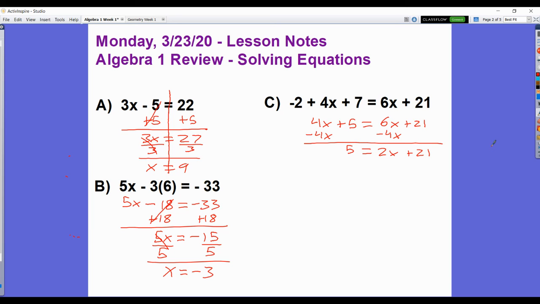Now we're down to a two-step equation. We're going to go ahead and solve that. We're going to cancel out the 21 by going minus 21 to each side. We do that, we got a positive 5 minus 21. That's going to get us a negative 16 equals, and we have 2x over here on this side. Now we got one last step to solve for x. We're going to divide both sides by 2. That's going to get us negative 8 on this side and x over here on that side.